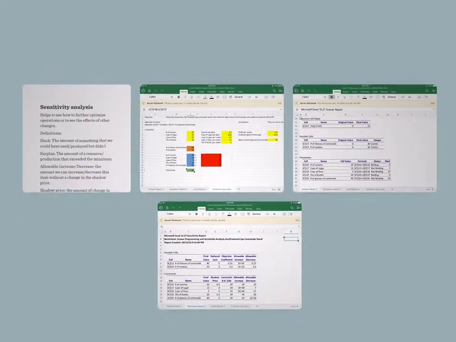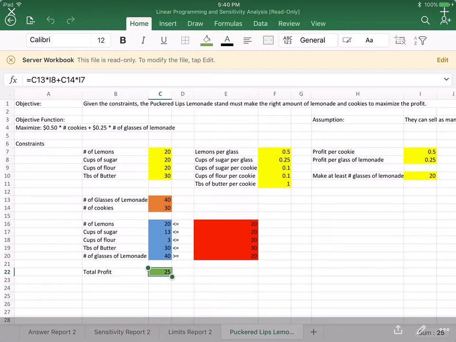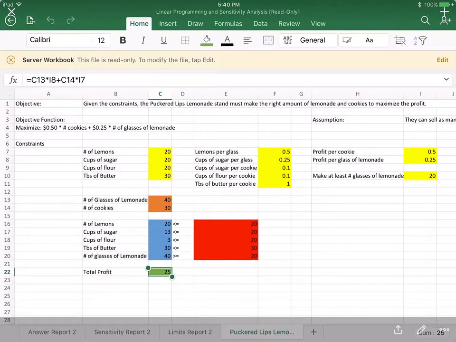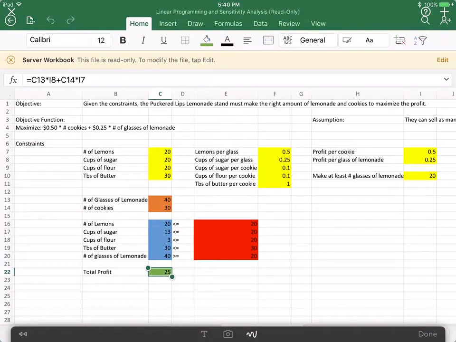So let's just jump into that real quick and take a look. So this is our Puckered Lips lemonade stand that we solved in the previous video. And we have this total profit of 25. So we have these cups of flour right here. We're using far less than the number we have. Same thing with the cups of sugar, right? And we're producing more than the minimum that we have of the glass of lemonade.